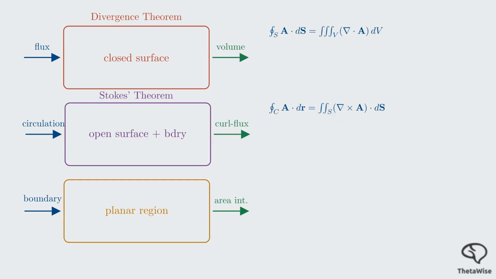Green's theorem is the planar version. For a positively oriented closed curve, the integral of M dx plus N dy equals the double integral of partial N with respect to x minus partial M with respect to y.